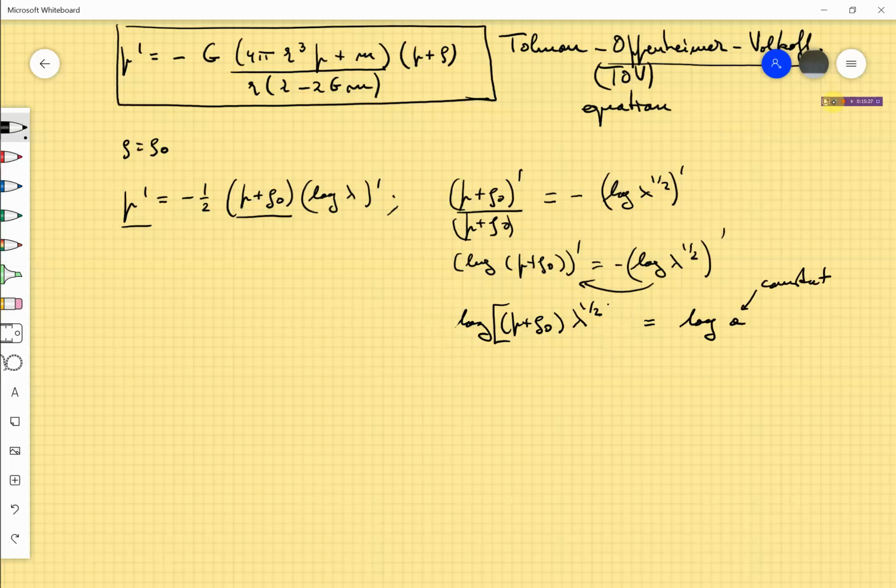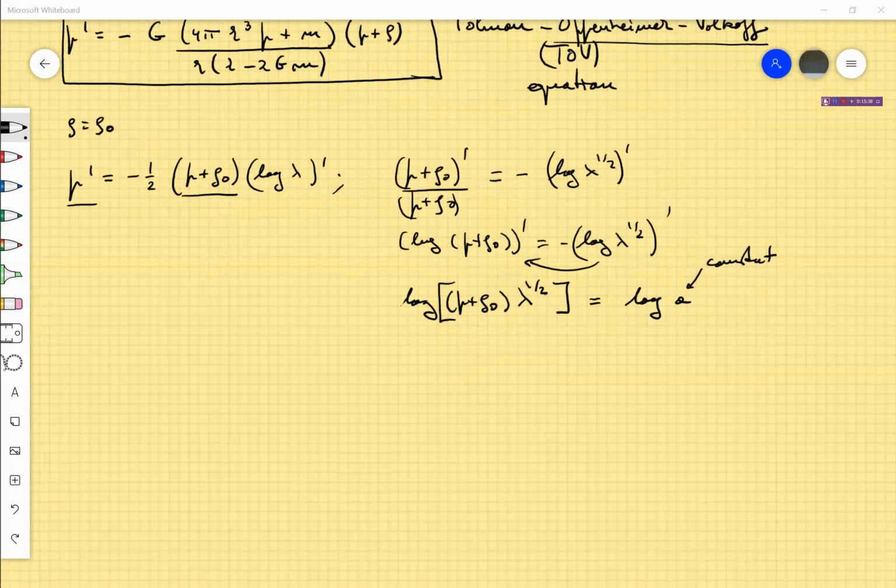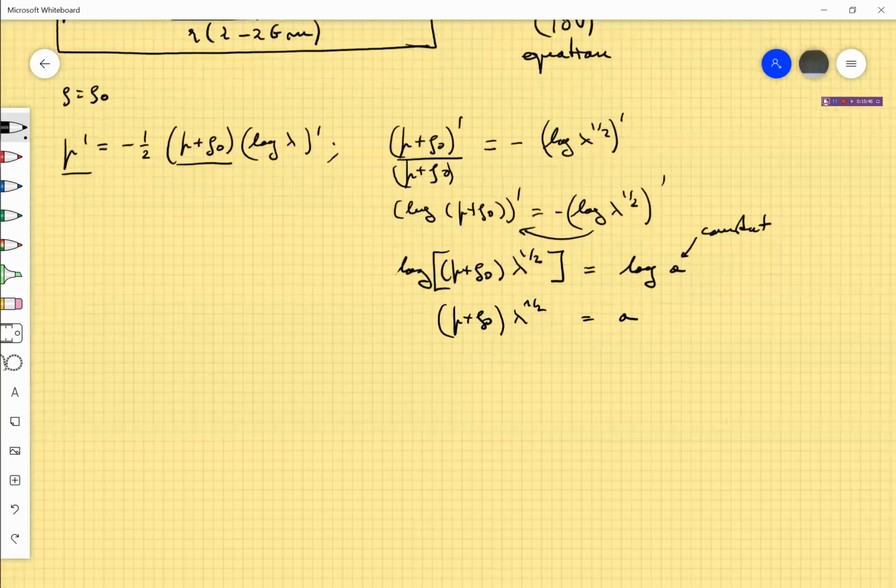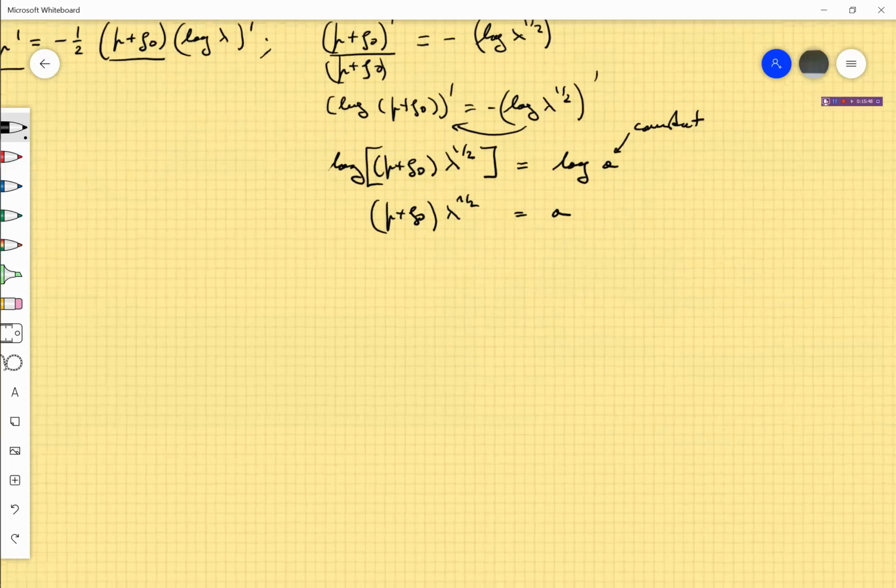and well, exponentiating both sides, we have p plus rho 0 lambda 1/2 equal to a, and then we have an equation that gives us p equal to a divided by lambda 1/2 minus rho 0. So this is just this. Okay.